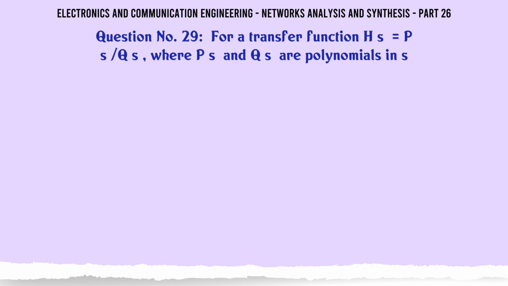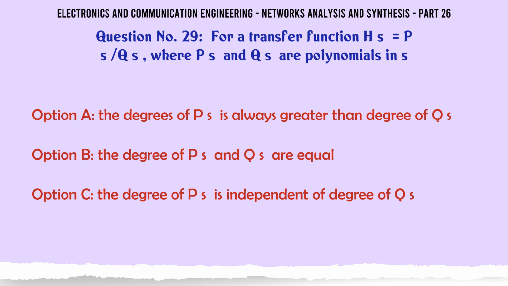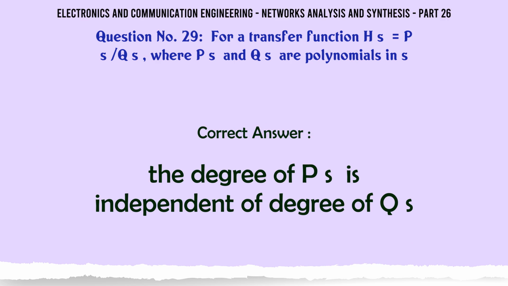For a transfer function H(s) = P(s)/Q(s), where P(s) and Q(s) are polynomials in s: A. The degree of P(s) is always greater than degree of Q(s). B. The degrees of P(s) and Q(s) are equal. C. The degree of P(s) is independent of degree of Q(s). D. The maximum difference in degrees of P(s) and Q(s) is 1. The correct answer is the degree of P(s) is independent of degree of Q(s).